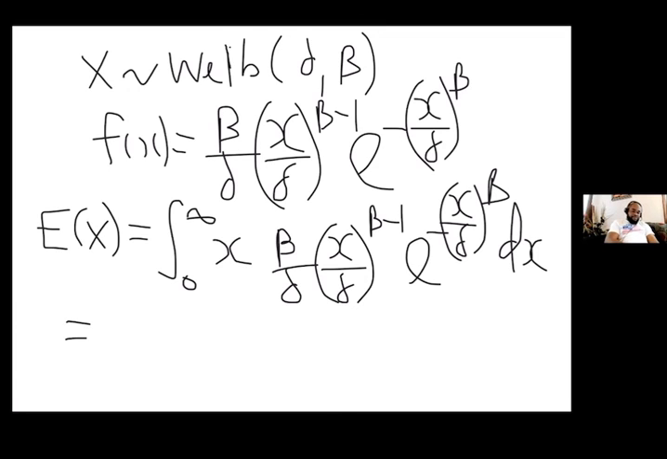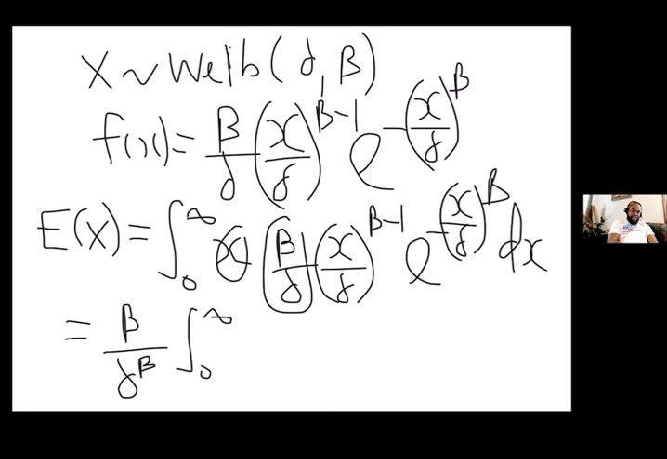If I simplify, I think I have a constant, right? So maybe beta divided by theta, and I have another theta raised to the power minus 1, so that is what I'm going to have. Then it's 0 to infinity. When I combine this with x raised to the power beta minus 1, I'm going to have x raised to the power beta, then exponential raised to the power minus x over theta raised to the power beta dx.